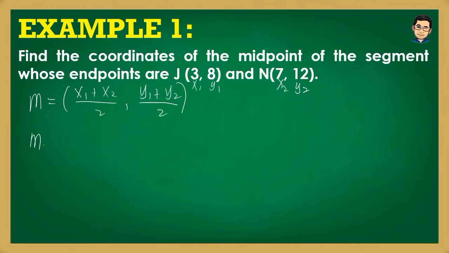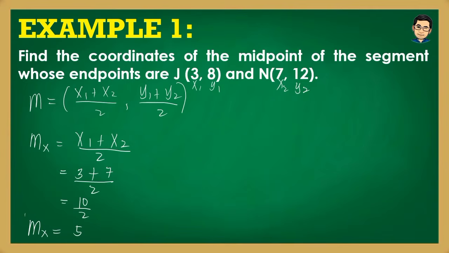So, una muna is yung x coordinate ng midpoint. That is x sub 1 plus x sub 2 over 2. So, x sub 1 is 3, and then x sub 2 is 7, divided by 2. Next, 3 plus 7 is 10 over 2. So, m sub x is equal to 5. Ito po yung x coordinate po ng ating midpoint.